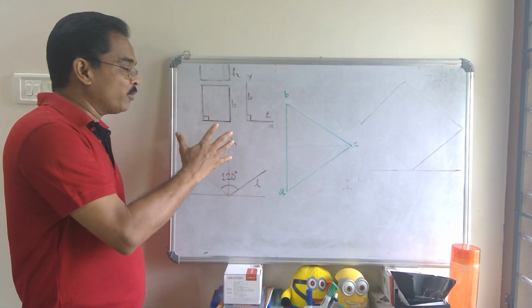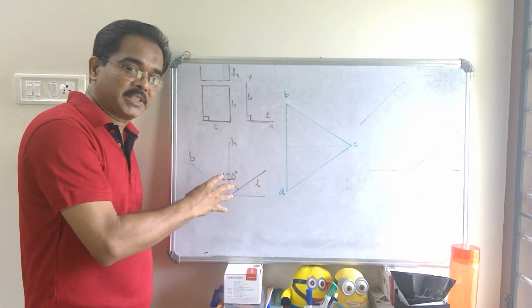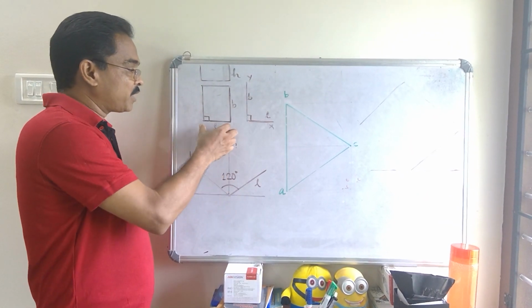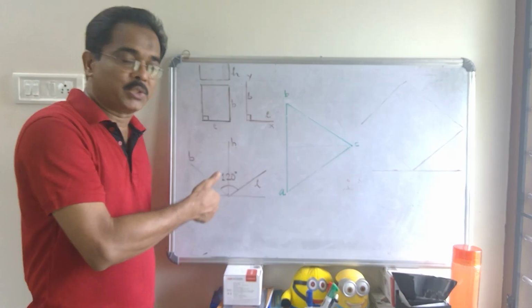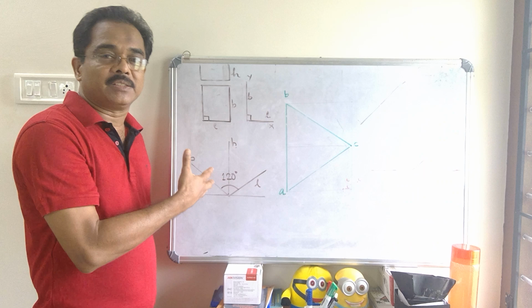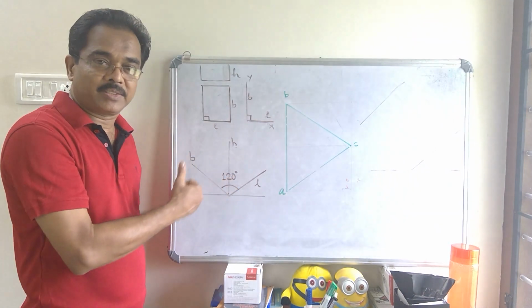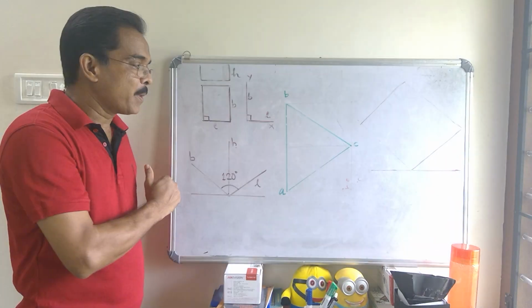But the problem is that when we convert the orthographic projection to isometric projection, all the measurements get reduced by 0.82 times. That is, the ratio of isometric length to actual length is 0.82, which is called the isometric scale. So all these we have discussed in the last lecture.